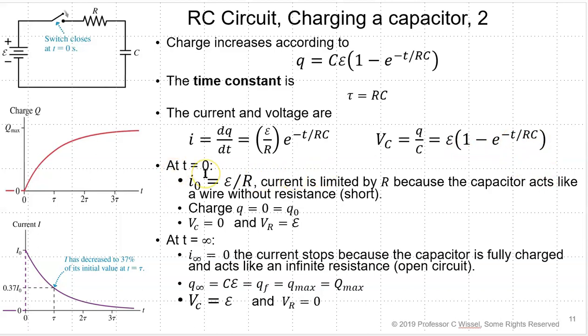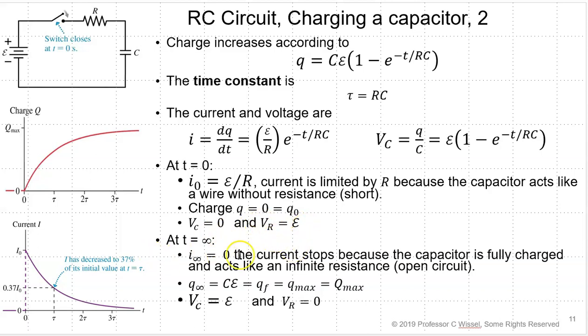Now, at time t equals 0, we're going to look at the extremes here. At time t equals 0, I naught is E over R. The current is limited by R because the capacitor acts like a wire without resistance. In other words, it acts like a short circuit. Charge, of course, is 0 because it hasn't had time to build up yet. And the voltage across the capacitance is also 0 because the charge is 0. And the voltage across the resistor is the EMF of the battery.